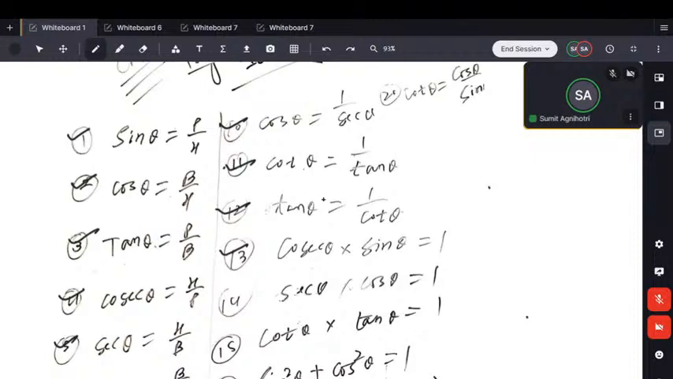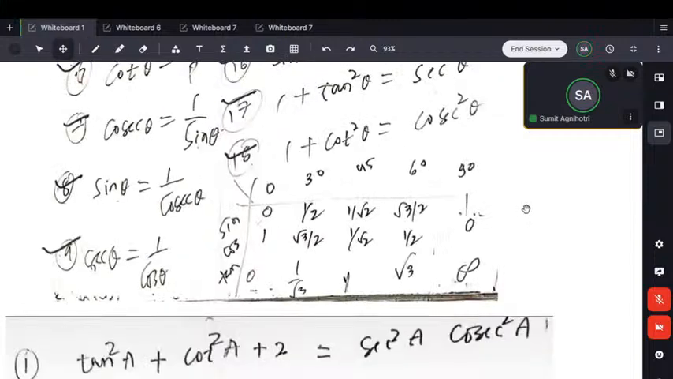And then we have sine square theta plus cos square theta, that is 1. 1 plus tan square theta is sec square theta. Similarly 1 plus cot square theta is cosec square theta. And then we have this entire table with us. This table is here, that is for trigonometric values.